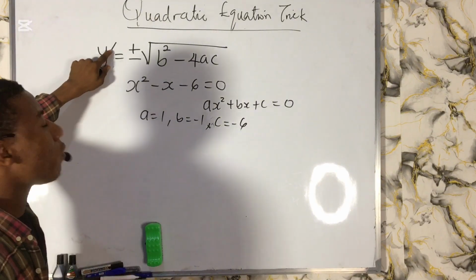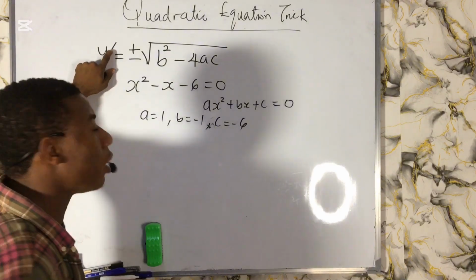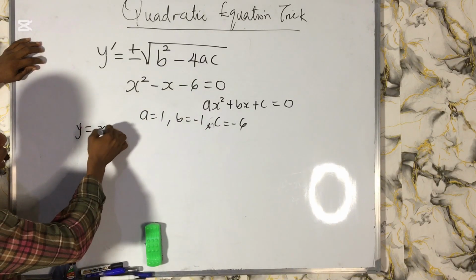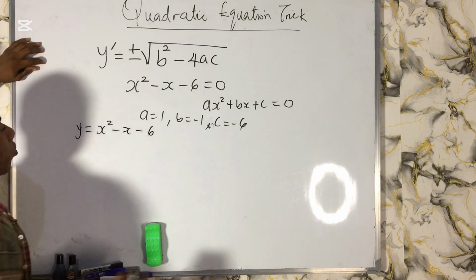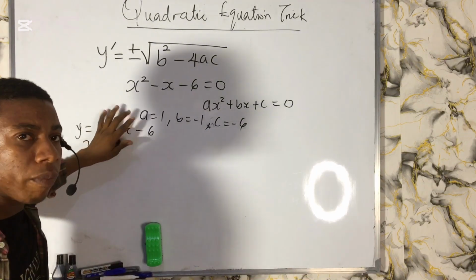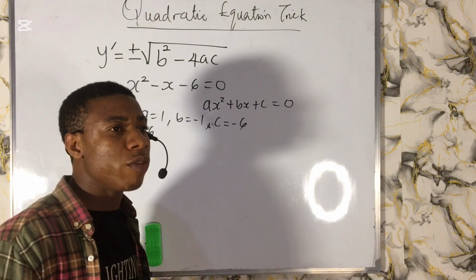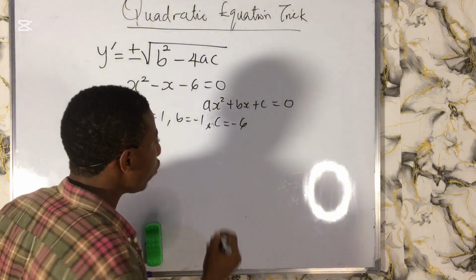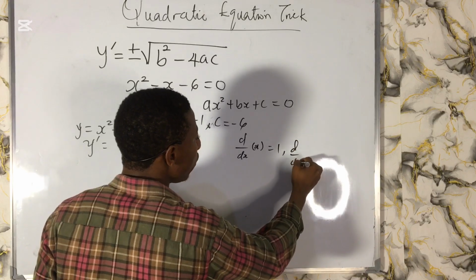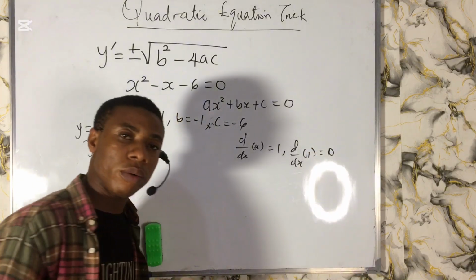Of course, you know the meaning of this y prime. You can call it y derivative, or the first derivative. Here y is equal to x squared minus x minus 6, so y prime will be the derivative of this. Note that the derivative of every constant function is 0, and the derivative of the identity function is 1. If you differentiate an identity, you get 1; if you differentiate a constant function, you get 0.